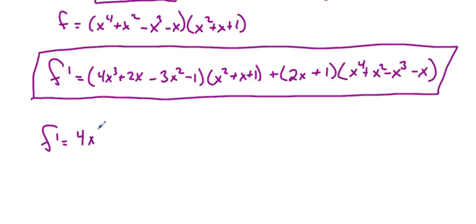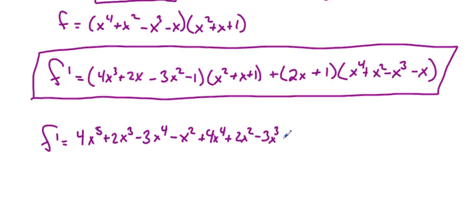4x to the fifth plus 2x cubed minus 3x to the fourth. Hopefully I'm doing all my algebra right. Plus we're going to have 4x to the fourth plus 2x squared minus 3x to the third. All right, minus 1. Oops, minus x. I apologize. Minus x. And then finally, this one we're going to have, holy moly, plus 4x cubed plus 2x minus 3x squared minus 1.